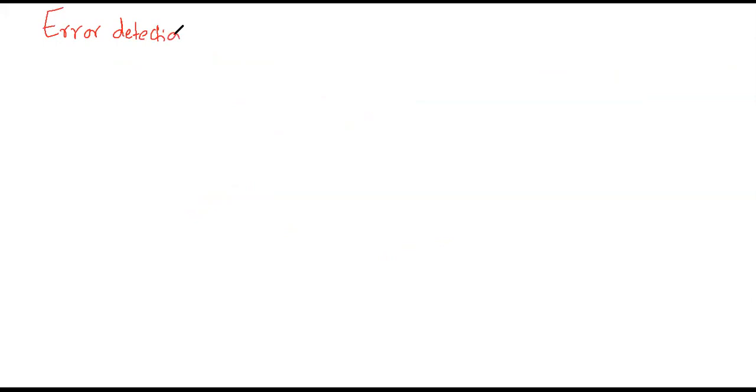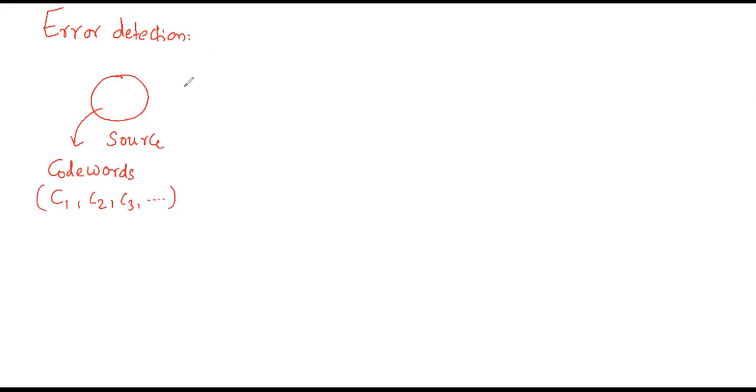Now, from the source, we are transmitting code words. A code word indicates a combination of data bits and check bits. We transmit not a single code word but a set of code words. The set of code words may be C1, C2, C3 like this. We are transmitting these code words from source to destination.